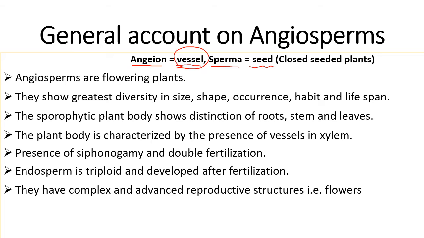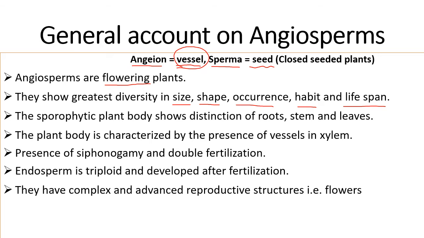Now we'll have a look at the general characters of angiosperms. Angiosperms are flowering plants. They show the greatest diversity in size, shape, occurrence, habit, and lifespan. They range from a few millimeters like Wolffia up to hundreds of feet like eucalyptus. Shape also differs from species to species.